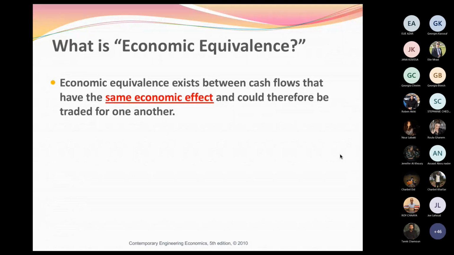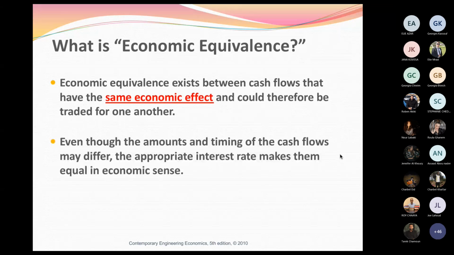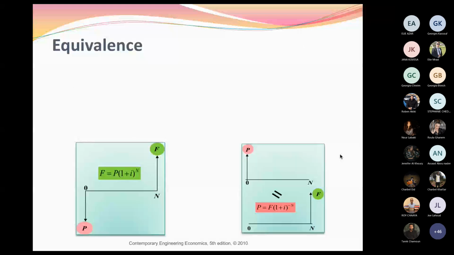Money wise, their effect is the same. But we are transforming or finding the equivalent for convenience or for comparison reasons. Okay? Even though the amounts and timing of the cash flows may differ, the appropriate interest rate makes them equal in economic sense. So even though I will put them at different points in time, they will be economic equivalents. This is a very simple example.